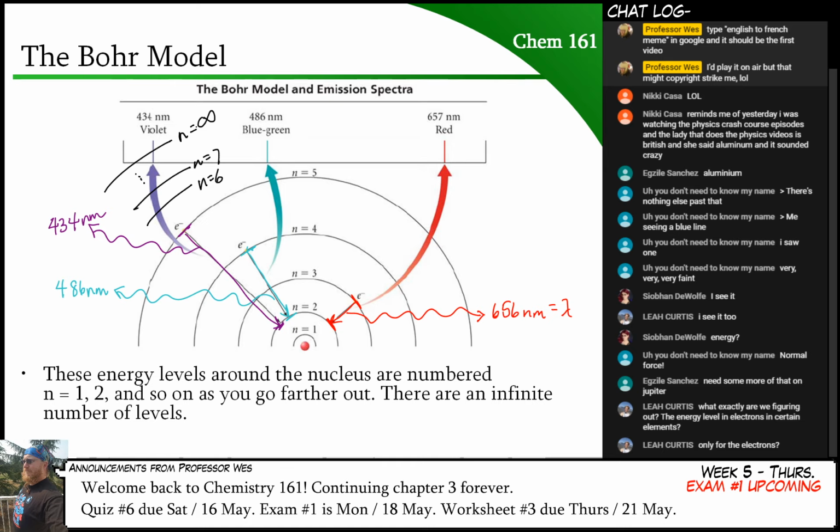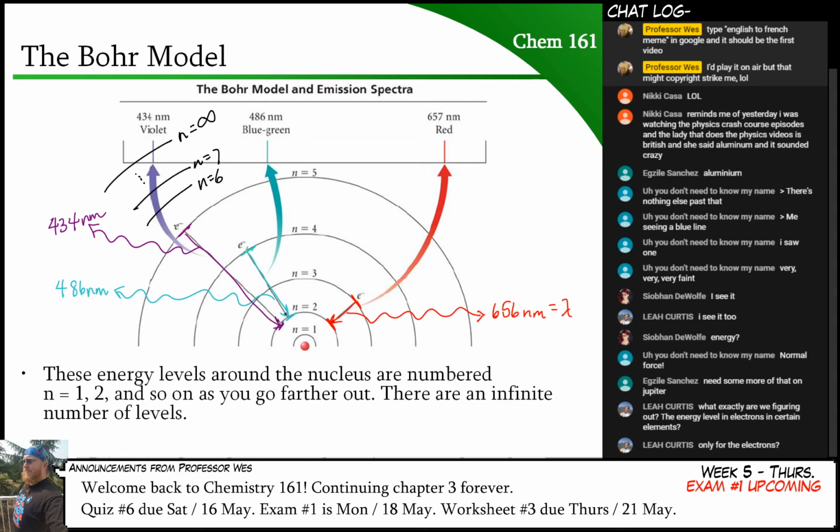The reason for that is because the nucleus can only hold the electrons so much. So if n equals infinity was infinitely away, those electrons would never see the nucleus, and they wouldn't be attracted to it, and it wouldn't be an orbital, in other words.